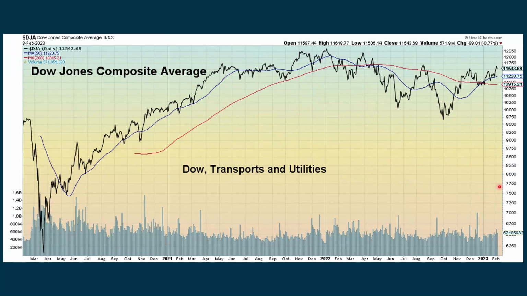The Dow Jones Composite Average, which takes the Dow, the transports, and the utilities together, just gave a golden cross in late December and is in an overall uptrend.